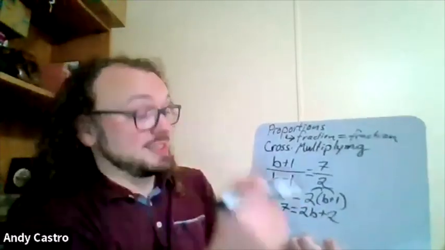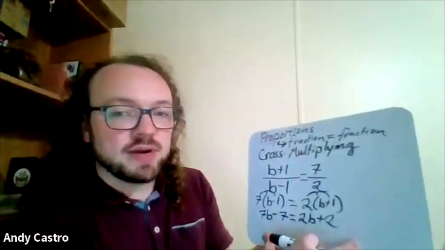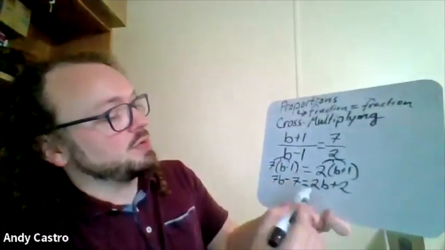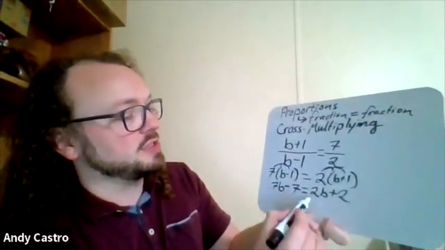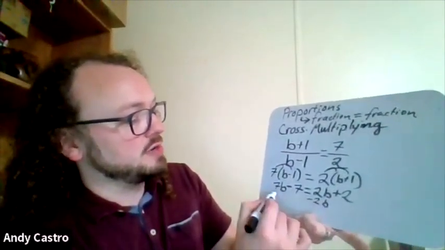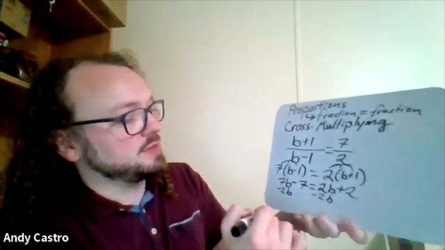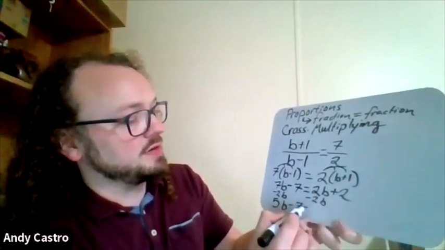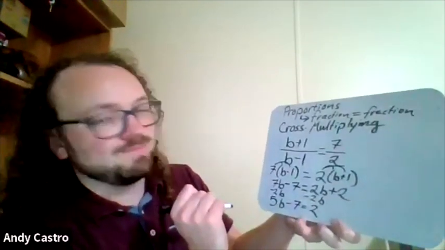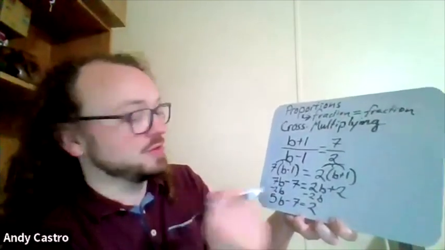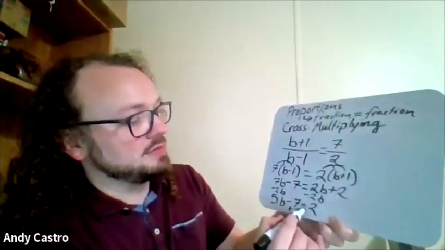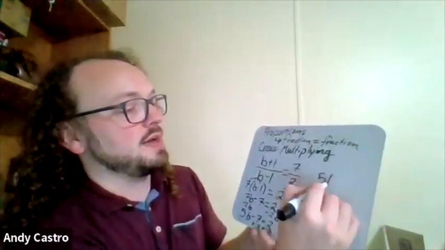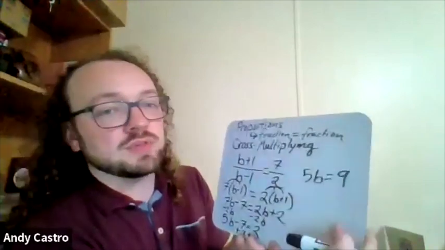All right, so now I'm moving variables around, and I'm going to make sure that I am combining like terms. I want my b's on one side, so I'm going to subtract 2b from both sides. So that will leave me with 5b minus 7 equals 2. Almost there. Need to add 7 to both sides. So I have 5b equals 9.